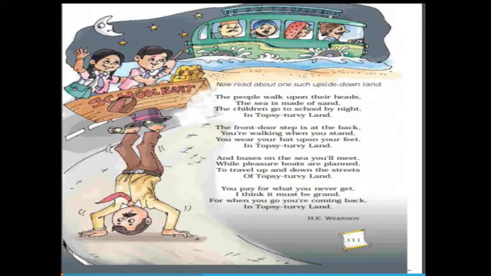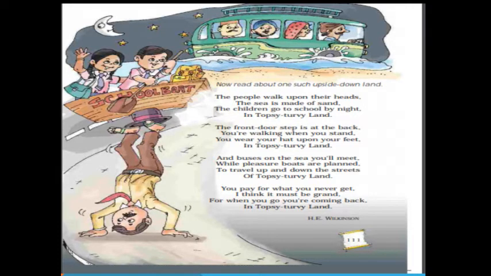Now there is a land where everything is unusual. The poet says that in a Topsy Turvy Land, everything is opposite. The poet tells us many funny things about the land, like people of this land walk on their hands instead of walking on their feet. The sea of Topsy Turvy Land does not contain water. It is full of what, children? It is full of sand. Even the children go to school during the night time, not in the daytime.